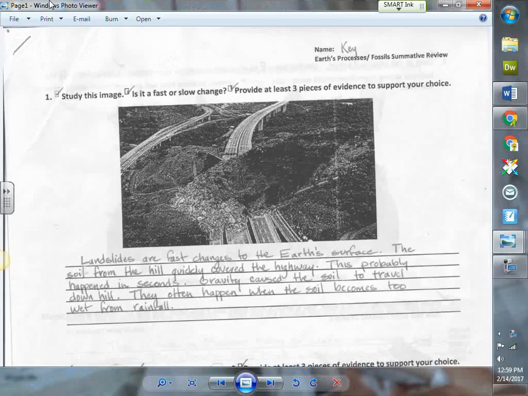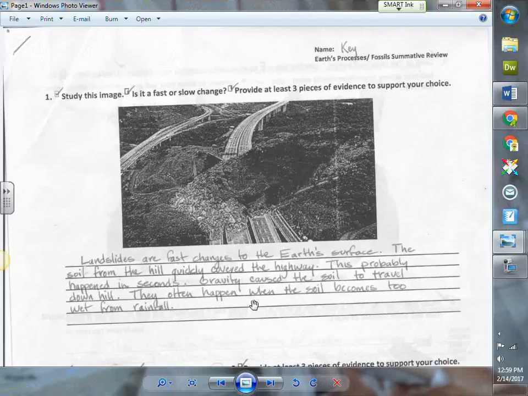All right, so let's take a look at the first question here. Remember that you should have check marks. Please check to see, did you follow all three parts of the directions? All right, when you study this image, you see that this is a landslide, and landslides are fast changes to the Earth's surface. So I went down here and I said, landslides are fast changes to the Earth's surface.